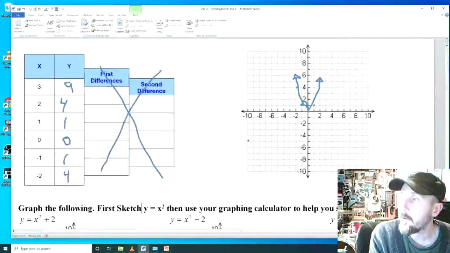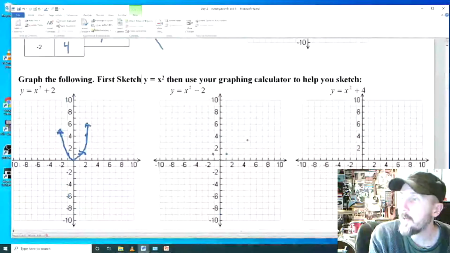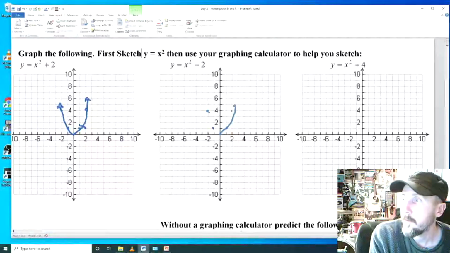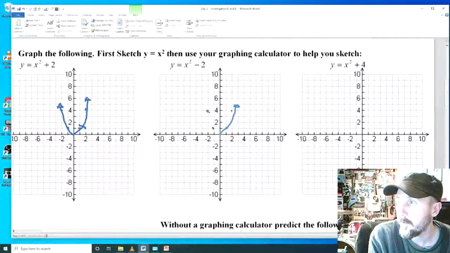Well, in order to do these transformations, we got to get really good at graphing y equals x squared. Here's one right here. Put a dot in the middle. Over 1, up 1. Over 1, up 1. Over 2, up 4. I put a dot. Over 2, up 4. I put a dot. And then I connect these. I'm very not good at this. Graphing on here is tricky.